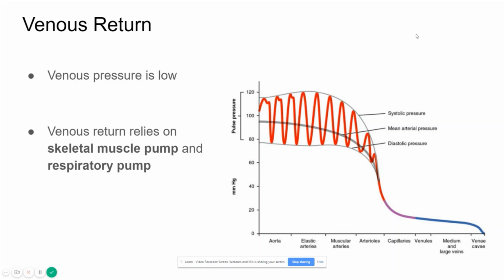Remember that blood pressure is very high in the aorta and the other arteries that are coming out of the heart. And as you get away from them towards the elastic muscular arteries and arterioles, that blood pressure is dropping until you get all the way to the vena cava, where the pressure is effectively zero. So the venous blood pressure is so low that it's not driving blood through that system. So how does the blood get back to the heart? Well, that venous return relies on a skeletal muscle pump and a respiratory pump.